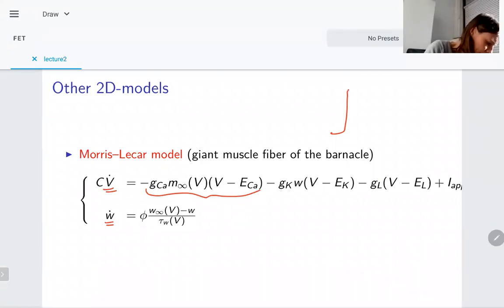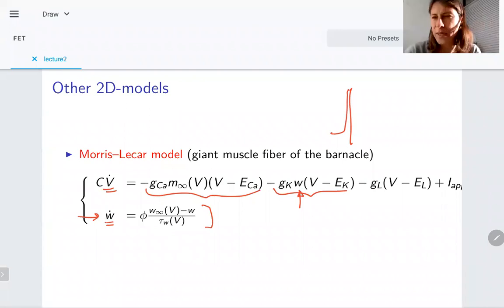And on the other hand, we have this ionic current, the potassium, which is responsible for repolarizing, and for which we include this gating variable, W, that has these dynamics. And the dynamics for this gating variable is expressed by this typical equation for the dynamics of a gating variable that I discussed also in the previous section.